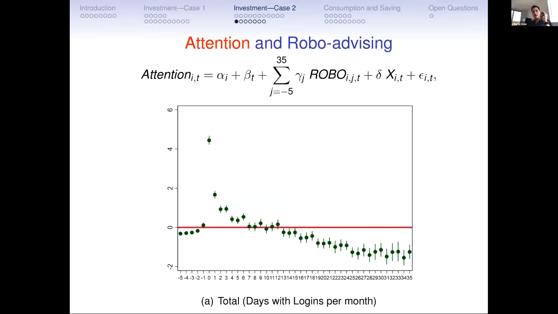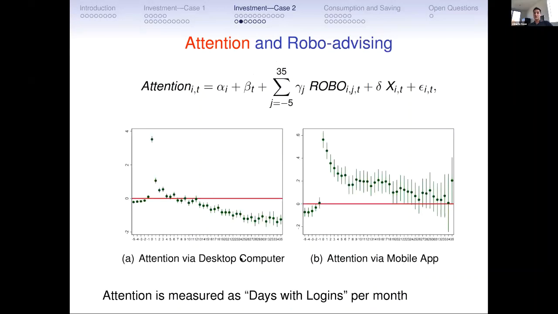Now, one thing that is absolutely crucial to understand is that, okay, there may be some benefits in terms of portfolio allocation, but is there any benefit in terms of the attention that individuals have to spend looking at their portfolio allocation and studying what to do with their stocks? And we can study it because we have data on the attention of the individuals. We have their information regarding when they log in, what interactions they have with a human advisor. And what you will find is that if you look at the total days with logins within the month, you have a big spike.